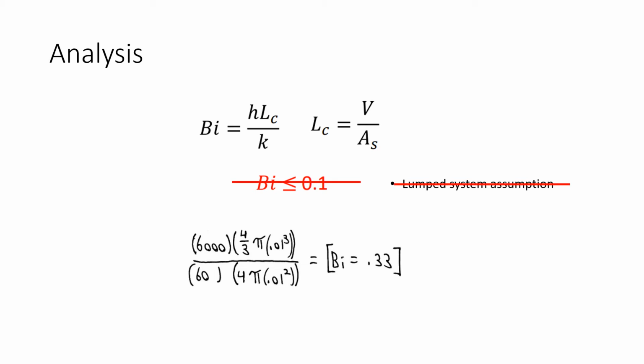Just taking a deeper look at this equation, I want to make some comments. The ratio between the convection and the conduction is rather high. This would imply that heat transfer at the surface is happening much faster than heat transfer within the body. This would make it obvious that a lumped analysis wouldn't be valid here.